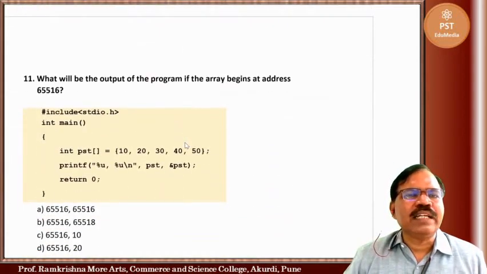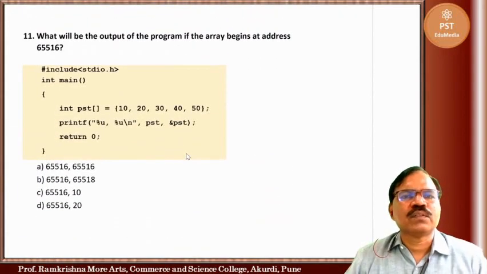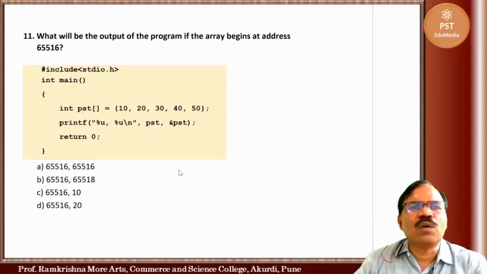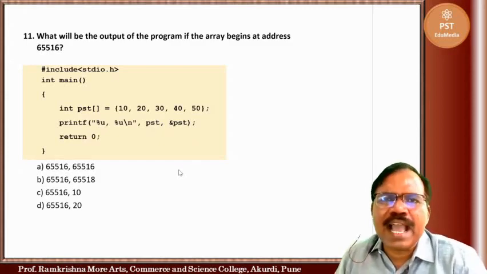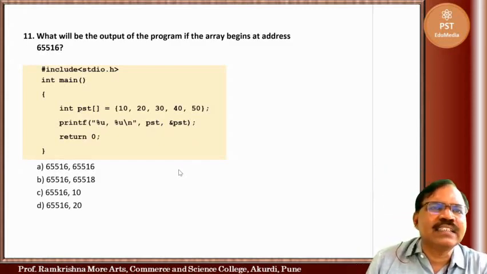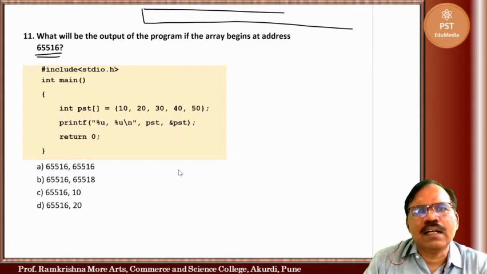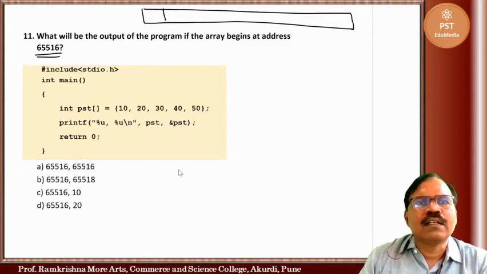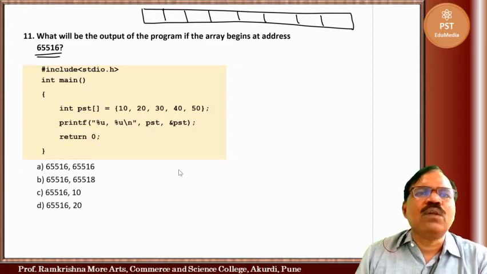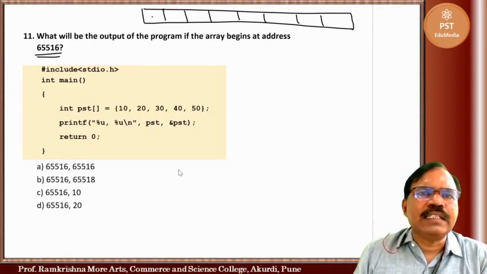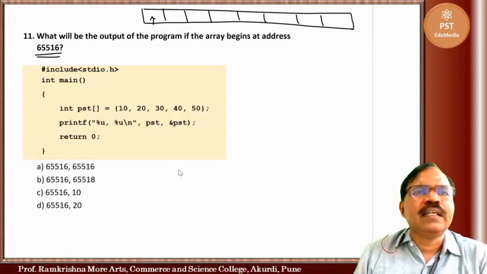Now next one. What will be the output of the program if the array begins at address 65516? Means here what? This is an array. Memory locations are serial, and this first memory location is 65516.